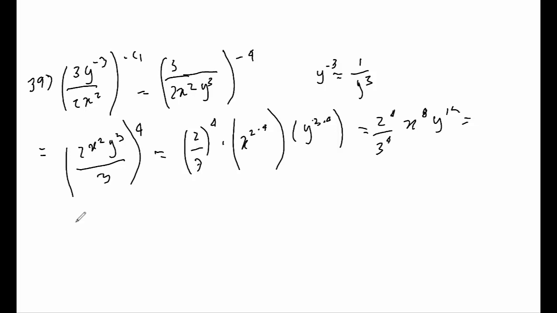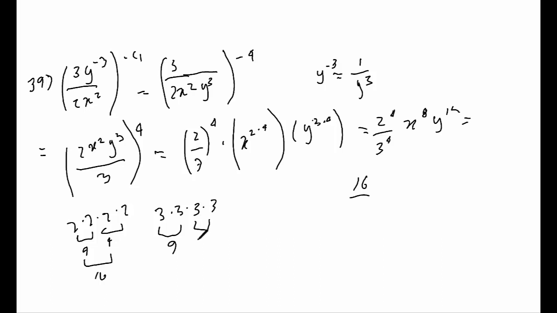Well, 2 to the 4th is 2 times 2 times 2 times 2, so that's 4, so that's 16, so I'm going to get here 16 on top, and then on the bottom I'll do 3 times 3 times 3 times 3, so here 3 times 3 is 9, 3 times 3 is 9, and that's going to be 81. So on the bottom I get 81, and then x to the 8th, y to the 12th.